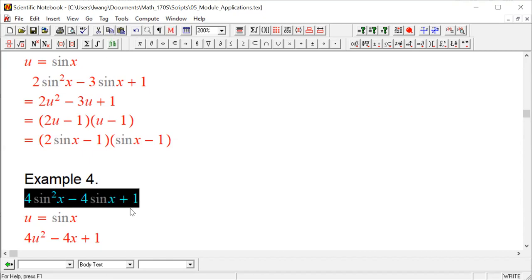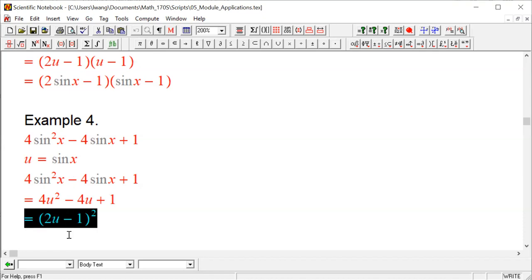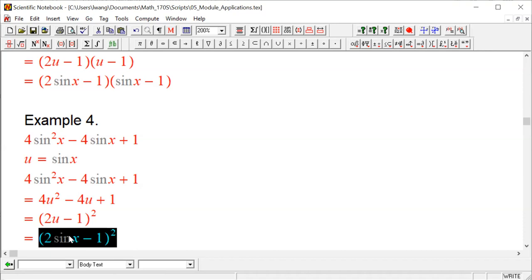So question number four, you look at this example. Once again, we introduce u equals sine x, and we have 4u squared minus 4u plus 1, and that's going to be factored into 2u minus 1 squared. And in the end, we're going to replace u by sine x. So with this factored form, you can proceed with whatever you do, whether it's an equation or an inequality, you can go for it.